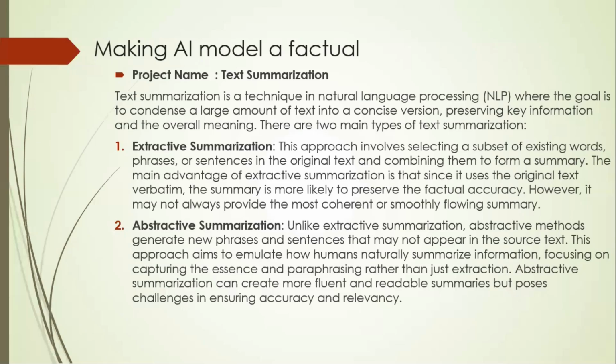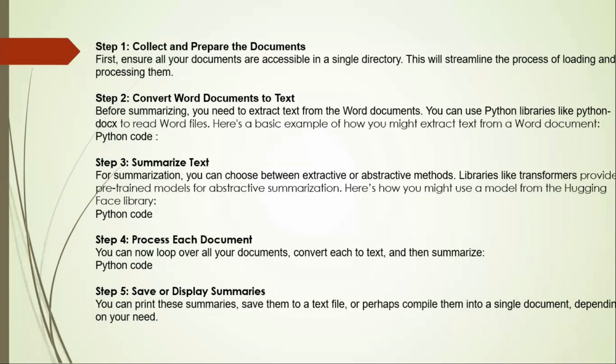So what exactly you need to do? You need to understand the steps. What are the steps to do this text summarization? Step one is collect and prepare the document, which you have already done. Second step is convert the Word document into a text document. If you want to do the summarization in text format, you can do that.